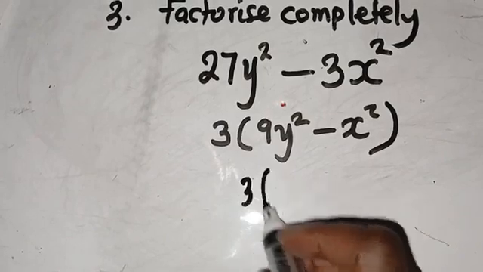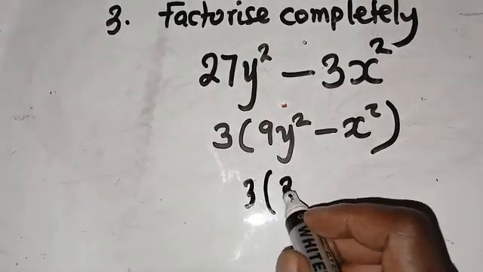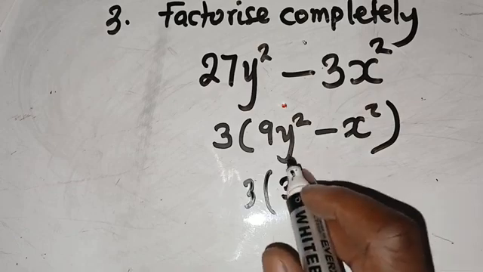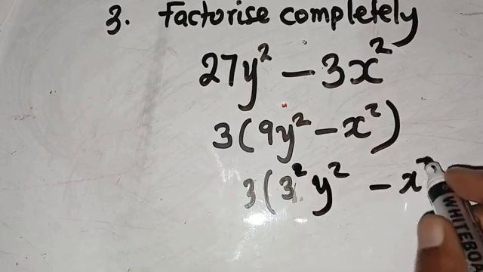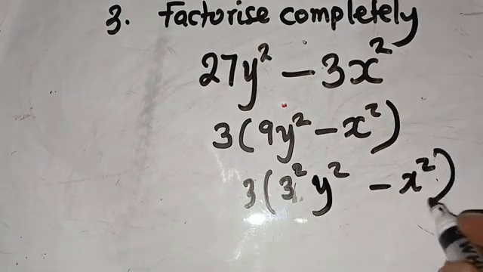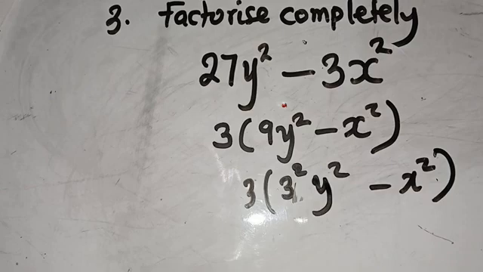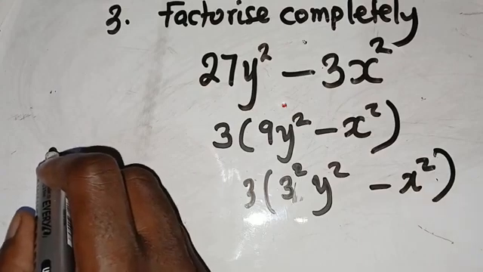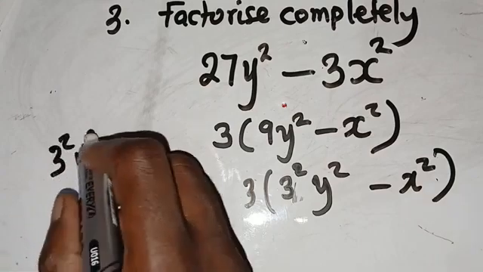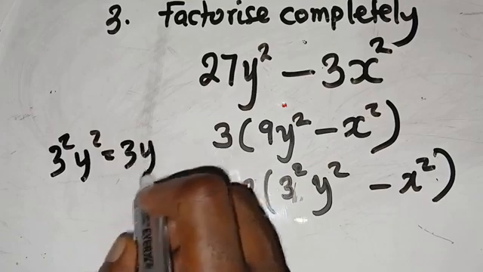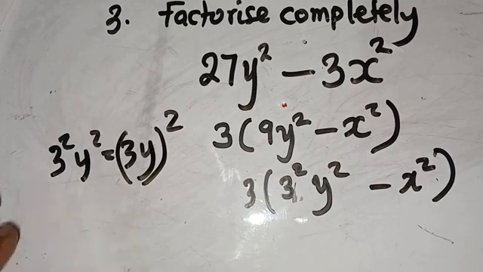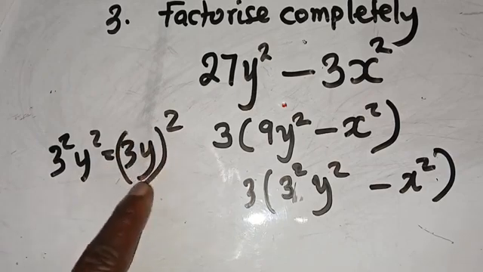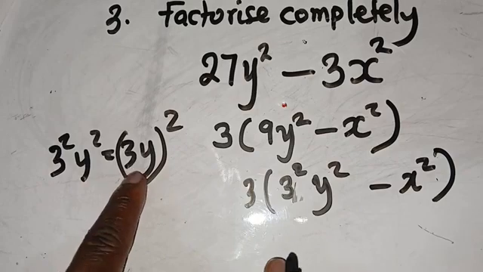So we'll maintain our 3. Then this 9, I'll change it to 3 squared, of course. This will be 3 squared, y squared minus x squared. Take note of that. All right. So now at this point, you have to take note of this one also here. 3 squared, y squared is just the same as (3y) squared here. These, they are just the same. So we could look at this one as this.